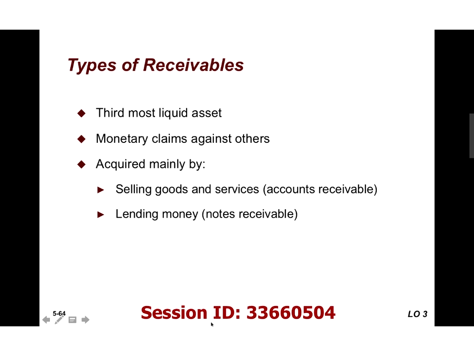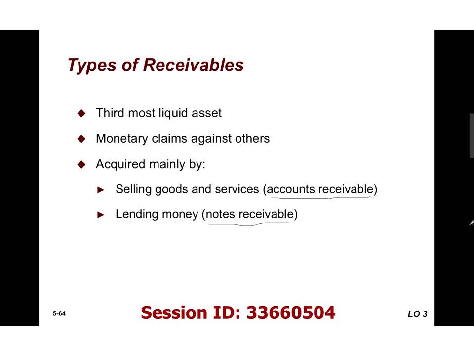There are all kinds of receivables, but there are two main types that we're looking at: accounts receivable and notes receivable. We're going to do both in this chapter. Accounts receivable is when we sell goods and services to customers. Notes receivable is when we loan money to someone.